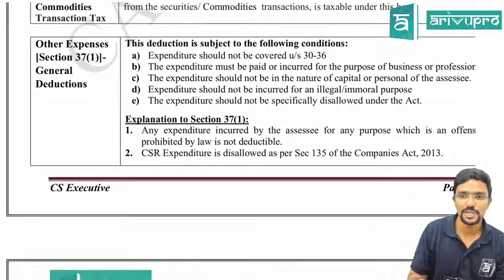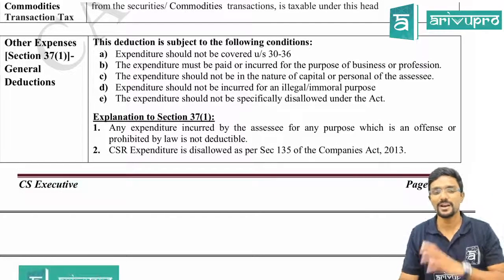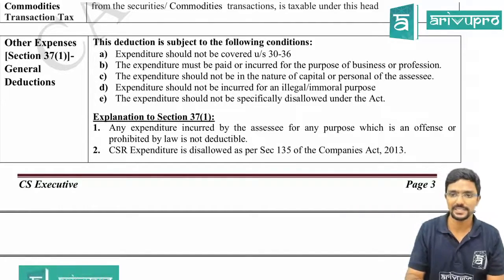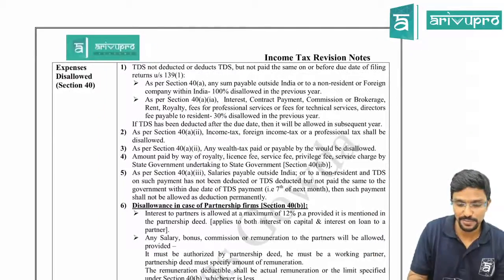Then the explanation is also given. If any expenses are an offense in law or prohibited by law, it is not allowed, like a bribe. And CSR expenses, that is corporate social responsibility. Whatever expenditure you incur for the benefit of society is not allowed for you as business expenditure. So 37.1 is done. Next we are coming to disallowance expenses, guys.